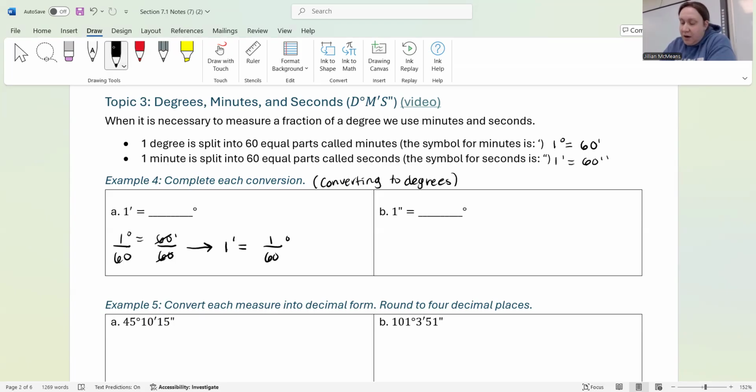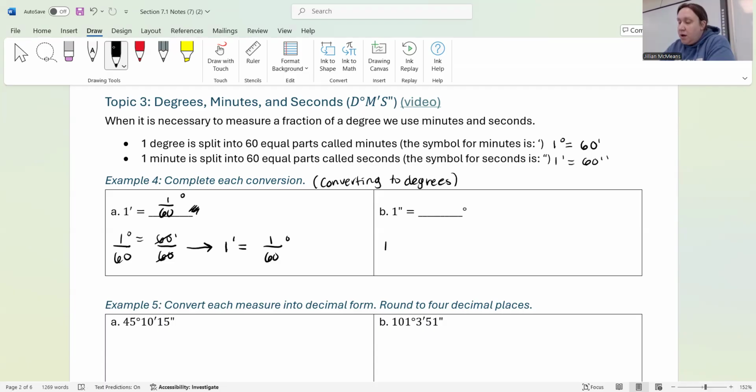That's easy enough. Now, I did have a typed in degree symbol here. I'm going to erase that because it looks kind of dumb. So 1/60th of a degree. We need our degree symbol way up there. Now, when it comes to 1 second, it's a little bit harder, okay? So 1 second, how much of a degree is that?